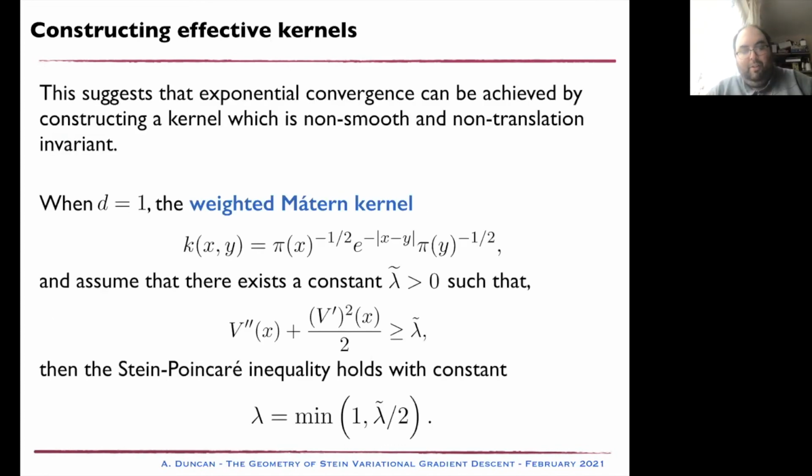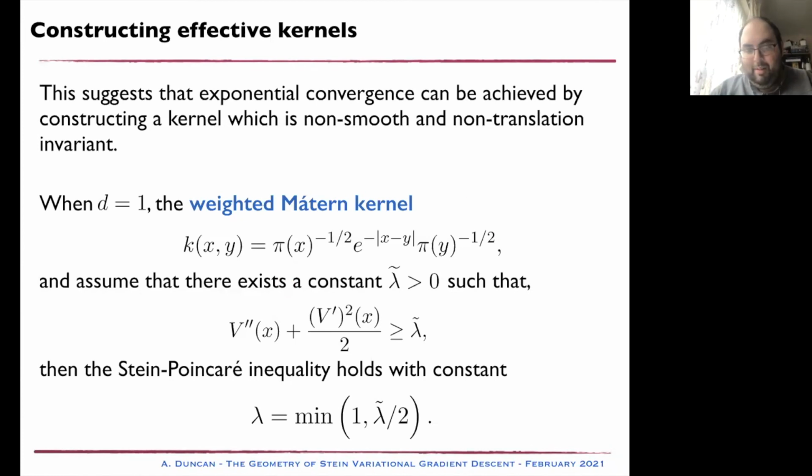And so this motivated us to look at, strictly in one dimension, I should add, this weighted Matérn kernel. Now, of course, in practice, this is not advisable. But basically, what we do is we take a Matérn kernel here. We weight it by 1/root pi(x), 1/root pi(y). And then if we have an additional condition on the negative log of pi, then we can show that the Stein-Poincaré inequality does hold in this context. And so at least in this context with this kernel, you get exponential convergence to equilibrium.